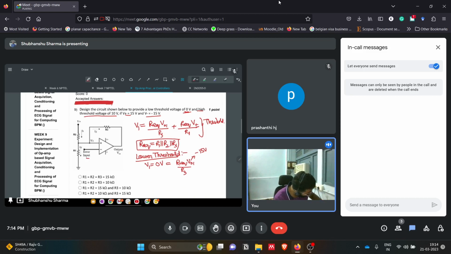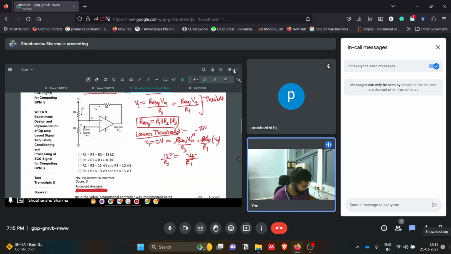So what will happen then? Minus 15 volts, so it will be R equivalent by R1. V plus, yes, this will be 15 by R3. R equivalent will be cancelled. This is common, so this will be V plus by R. This V plus is equal to this 15 volts. So we can see that R1 equals R.